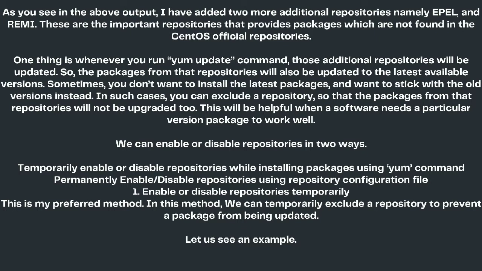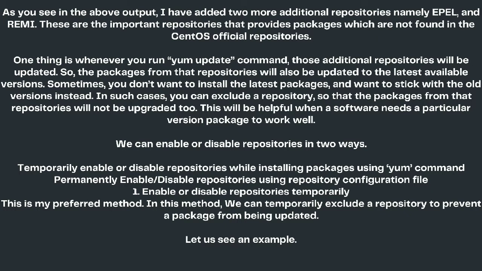Sometimes, you don't want to install the latest packages, and want to stick with the old versions instead. In such cases, you can exclude a repository, so that the packages from that repository will not be upgraded. This will be helpful when a software needs a particular version package to work well. We can enable or disable repositories in 2 ways. 1. Temporarily enable or disable repositories while installing packages using yum command. 2. Permanently enable or disable repositories using repository configuration file.